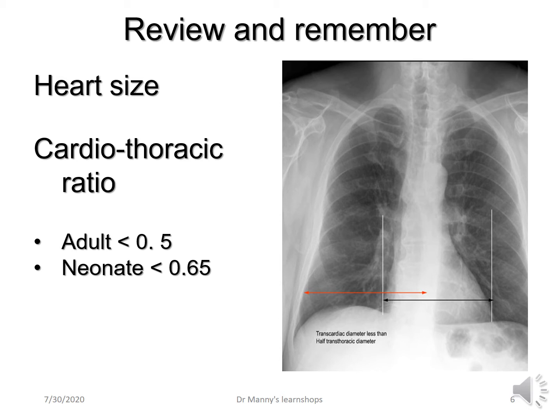The heart size is indicated by the black arrow and the red arrow indicates half the thorax size. But you could measure the whole thorax from right to left, and the adult should be less than 0.5 when making the comparison. The neonate can be a little bit bigger, but it should be less than 0.65. If it's any bigger than this, this may indicate cardiomegaly.